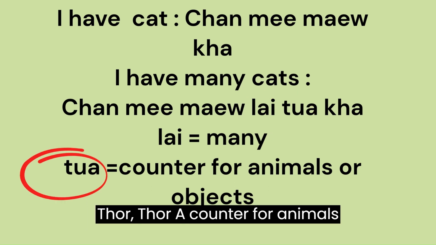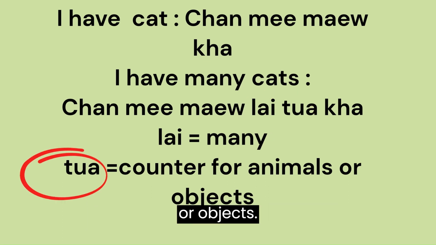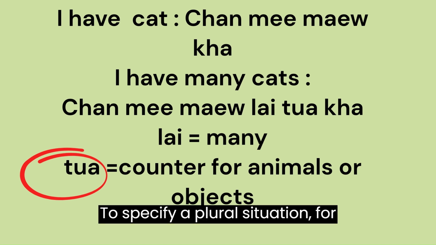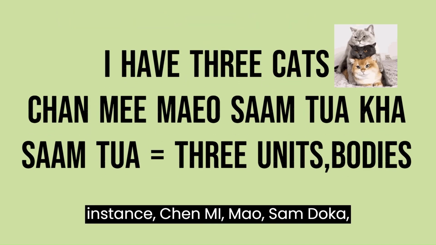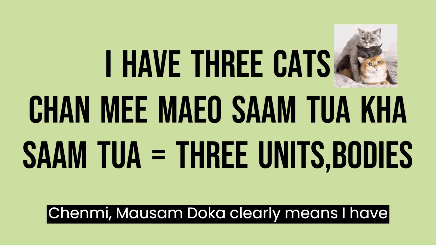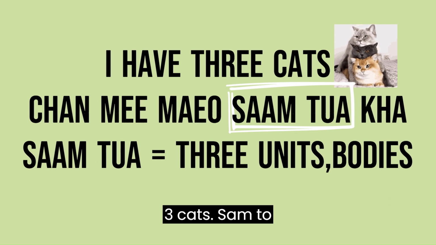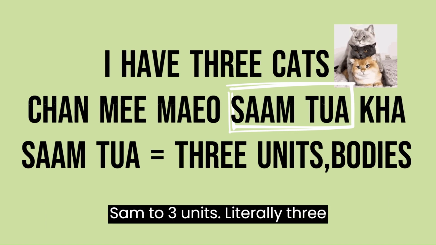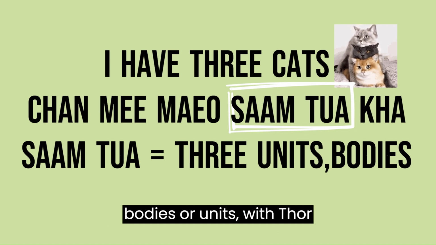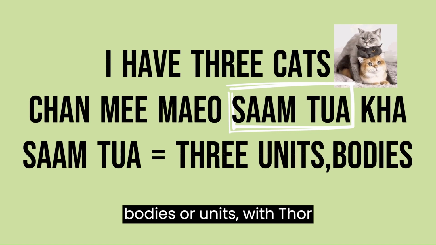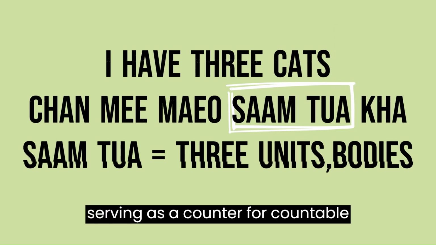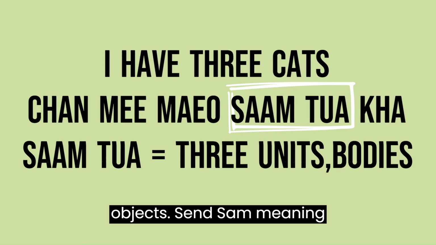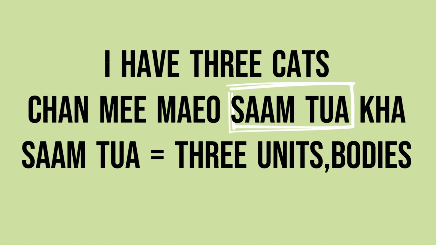ตัว is a counter for animals or objects. To specify a plural situation, for instance, ฉันมีแมว3ตัวค่ะ clearly means I have 3 cats. 3ตัว means 3 units, literally 3 bodies or units, with ตัว serving as a counter for countable objects and 3 meaning 3.